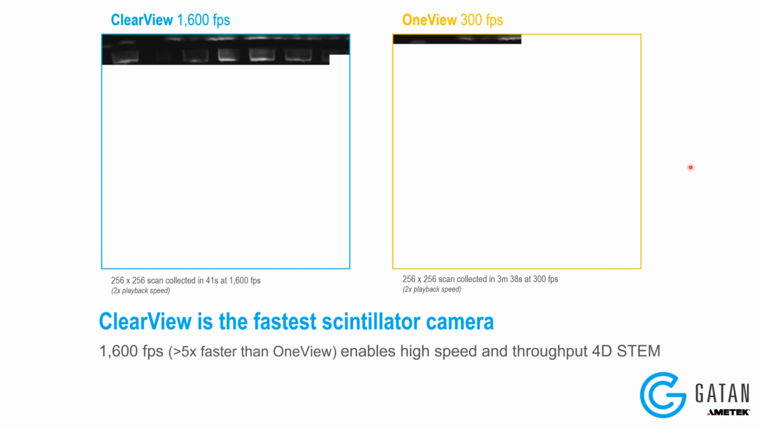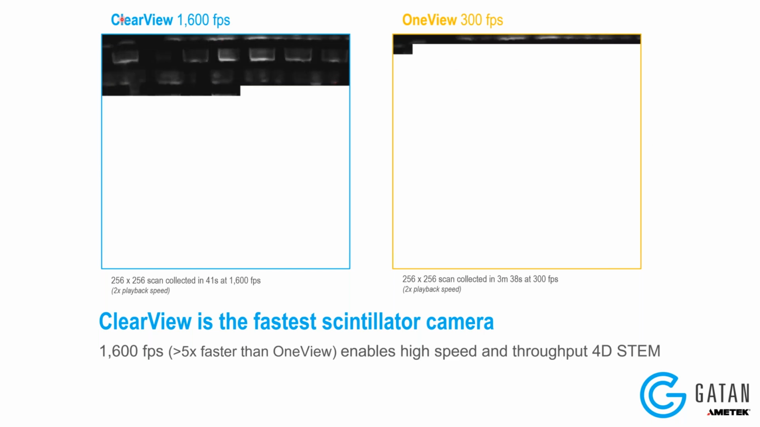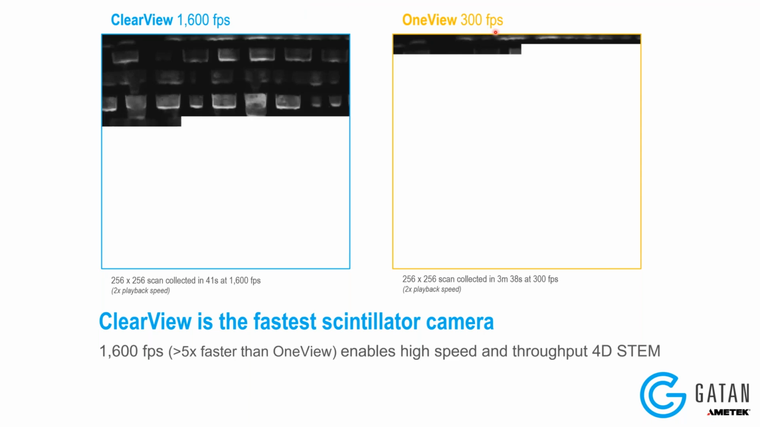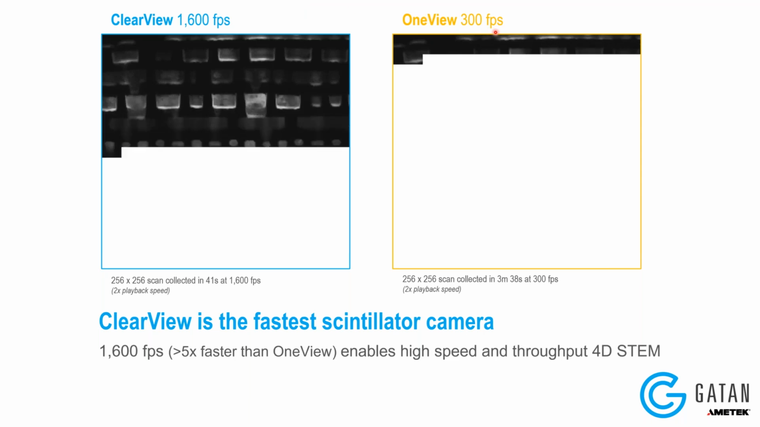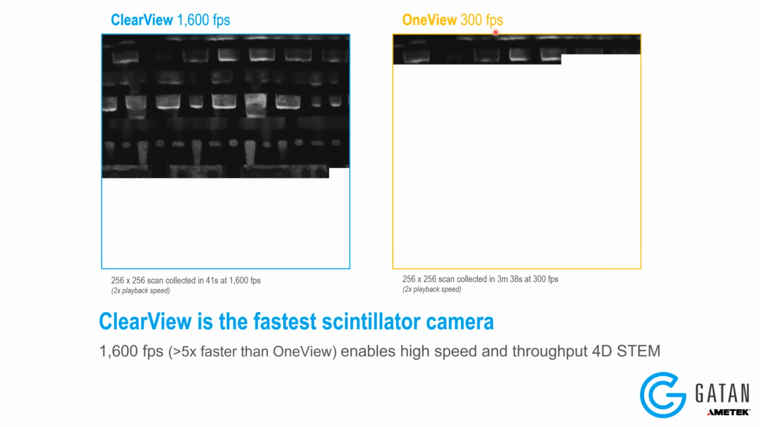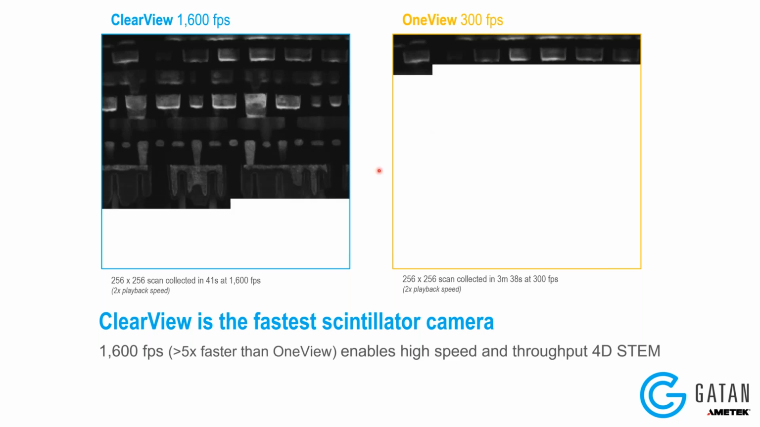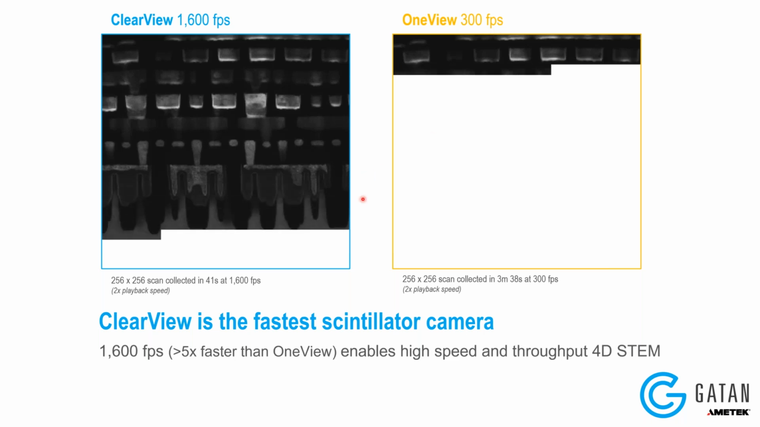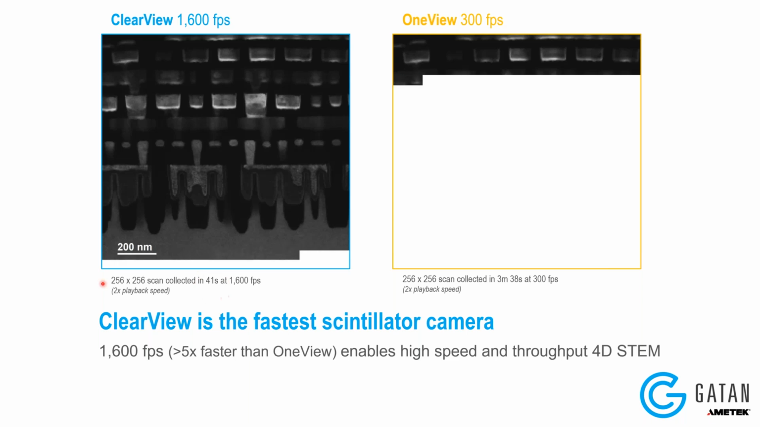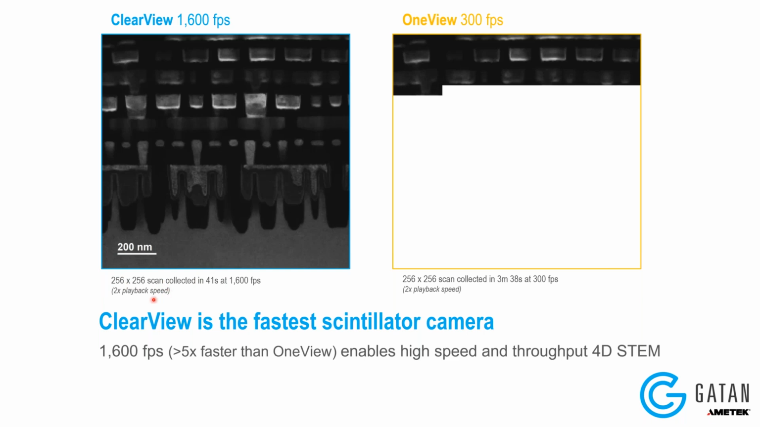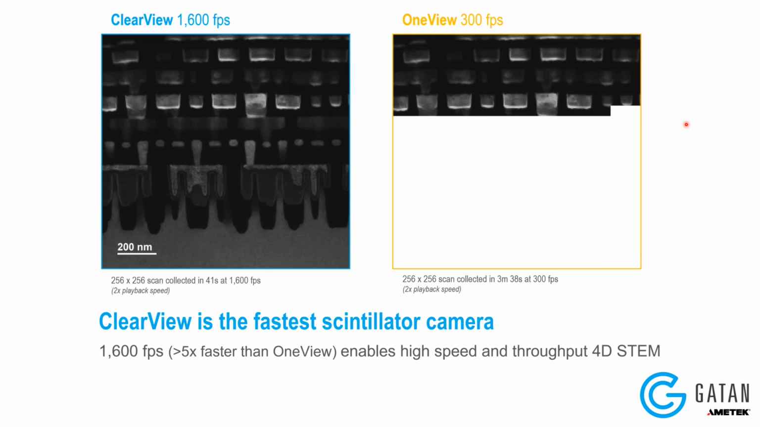So this is just a comparison of what that might look like for the ClearView camera versus the OneView camera at the maximum speed that's achievable. So here we're just acquiring a 4D STEM data set of this semiconductor sample that I showed previously in the experiment. And this would take 41 seconds at a 256 by 256 mapping area with the ClearView camera. And I played it back twice as fast so we wouldn't have to wait here. But of course, now we're done, and the OneView is about 5 times slower. And so we'd have to wait a long time to capture this data.